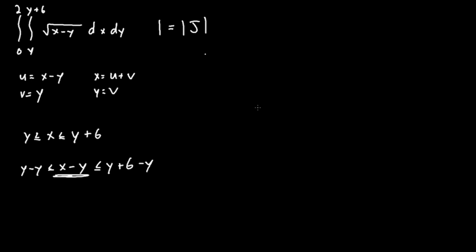And now this part right here, the center of our two-sided inequality, is equal to u now. It's actually a lot easier now that we have the bounds for u. So if you subtract by y here, you get 0. Y minus y is just 0. And if we substitute for u, x minus y is equal to u, so you get u. If we subtract by y here, you also just get 6. So these two cancel out. So our bounds for u are 0 and 6. That was quite easy.